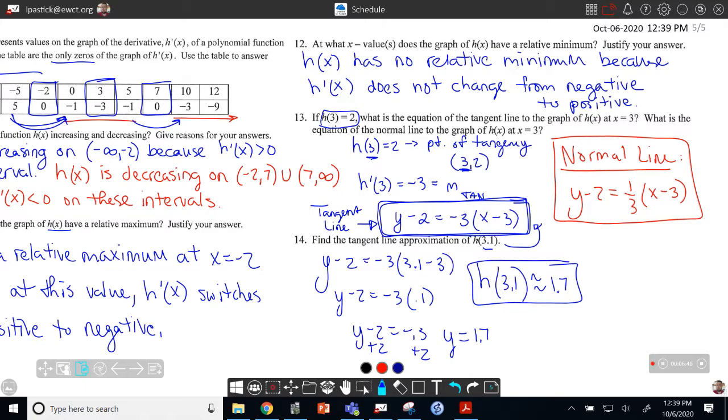One more time, the key when you're approximating using the tangent line: the number that they want you to approximate must be close to the tangent line equation's point of tangency. If it's not close to the point of tangency, then you're using the wrong tangent line.